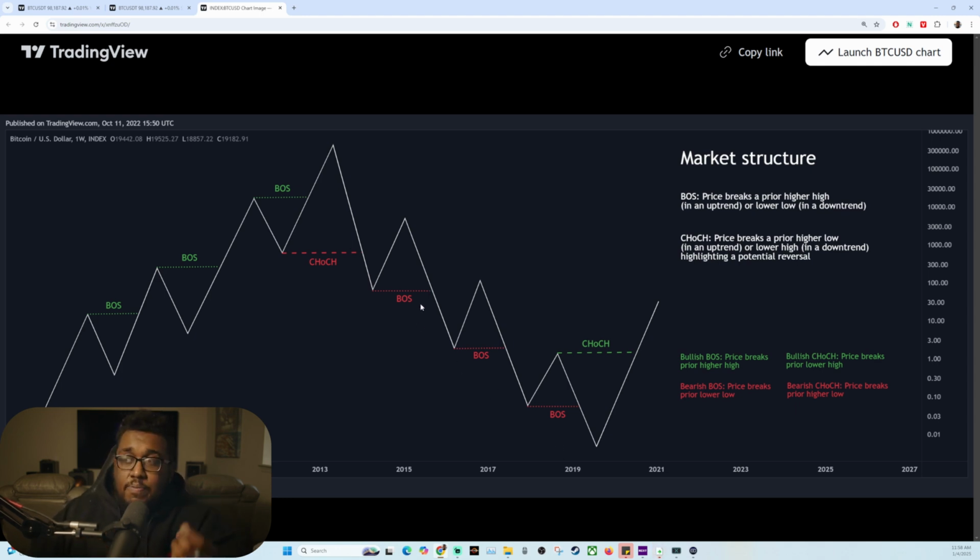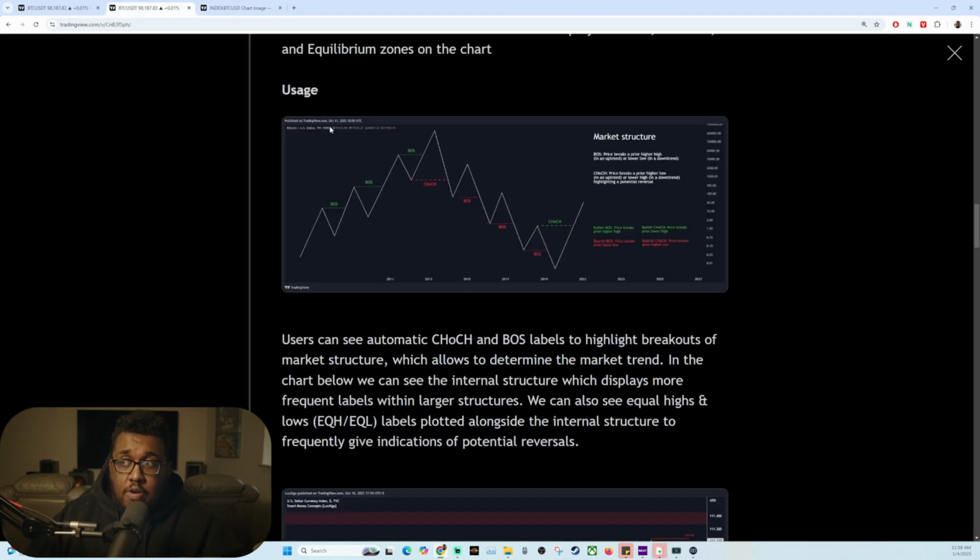If you guys are a scalper, break of structures are going to be your friend. If you guys want to be a day trader or a swing trader, change of characters are more of what you're looking at. But I'd recommend having both of them on your charts, all right?